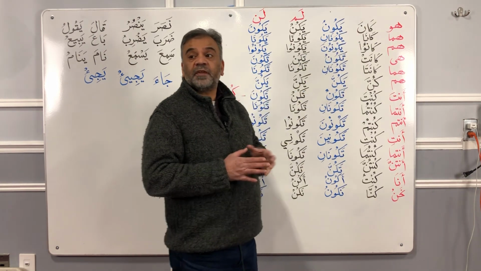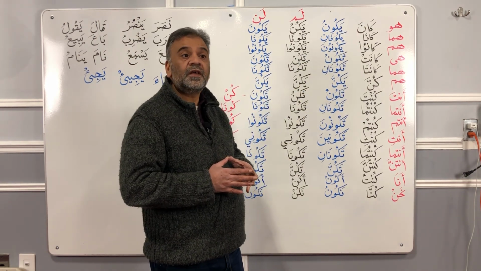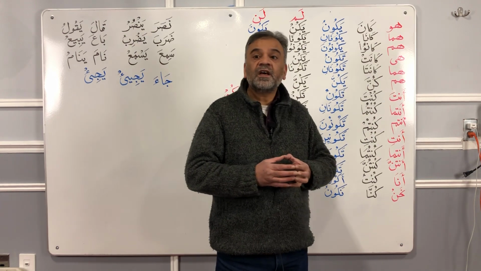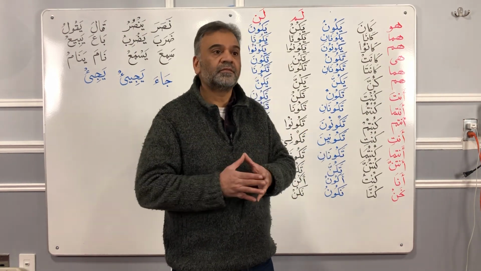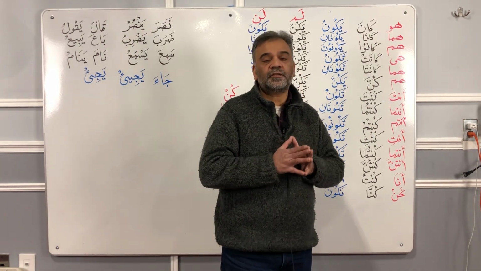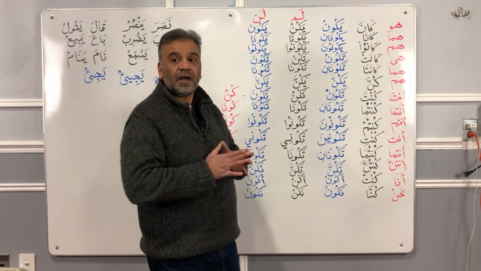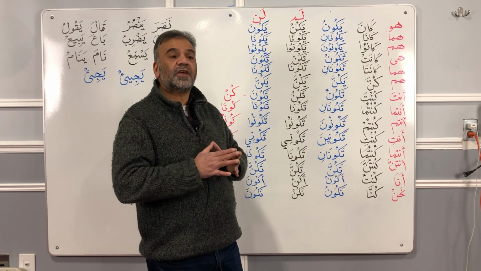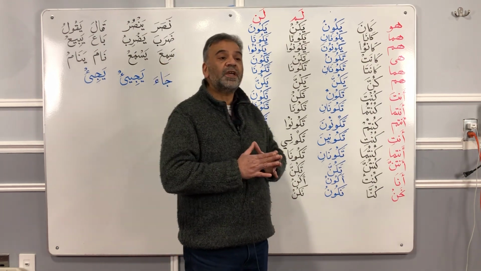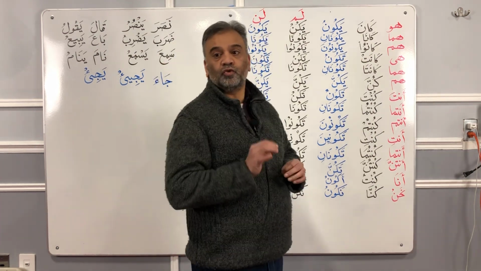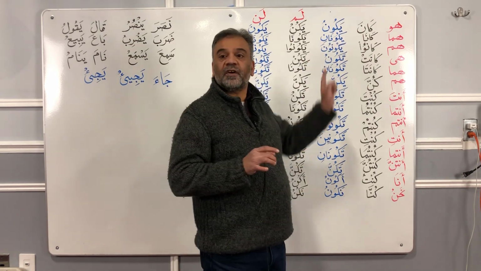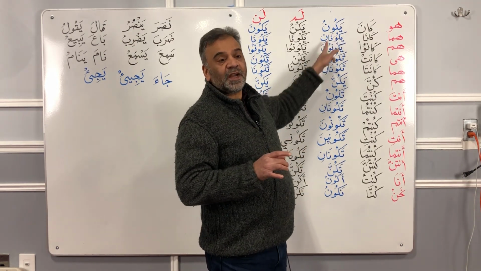Kana belongs to bab nasara. What is the masdar of kana? Kawn. Just for information: if it is kana and it belongs to bab nasara yansuru, it should be yakwunu, but I say yakunu because dhamma is compatible with waw.